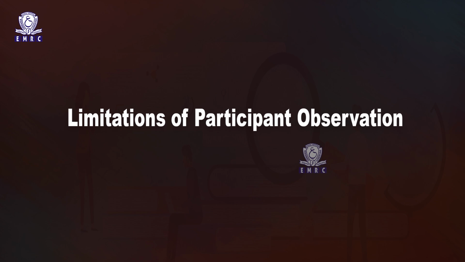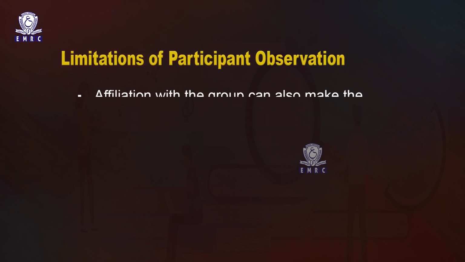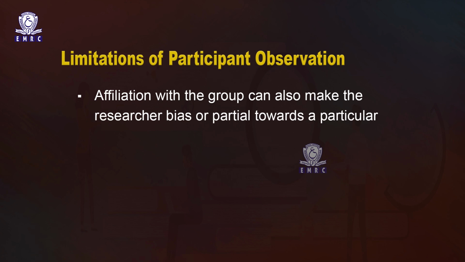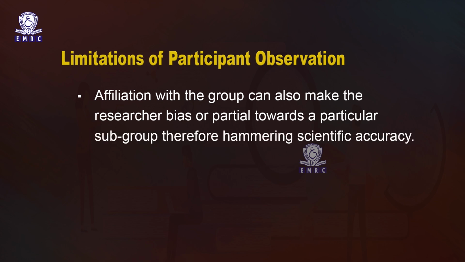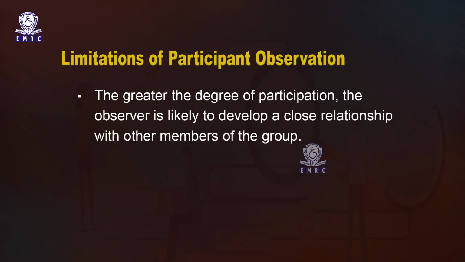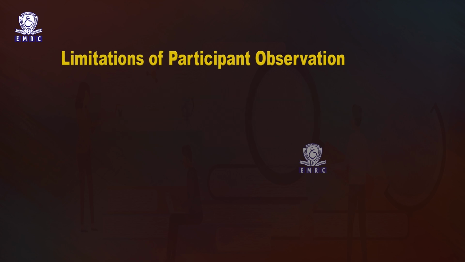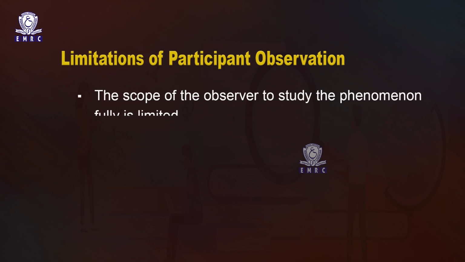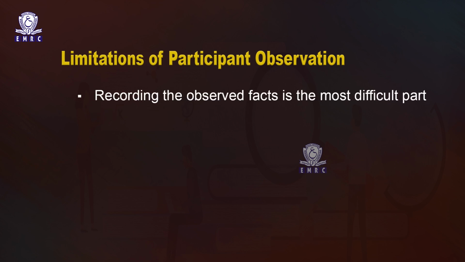Limitations of participant observation. Affiliation with the group can make the researcher biased or partial towards a particular subgroup, thereby hampering scientific accuracy. The greater the degree of participation, the more likely the observer is to develop a close relationship with other members of the group. The scope of the observer to study the phenomenon fully is limited. Recording the observed facts is the most difficult part of the research.